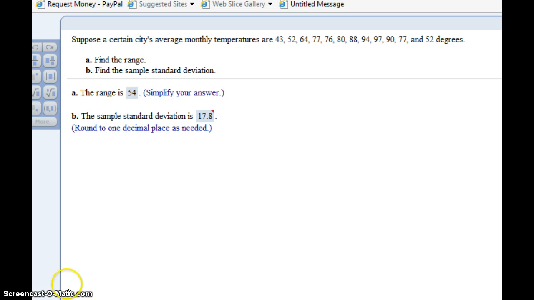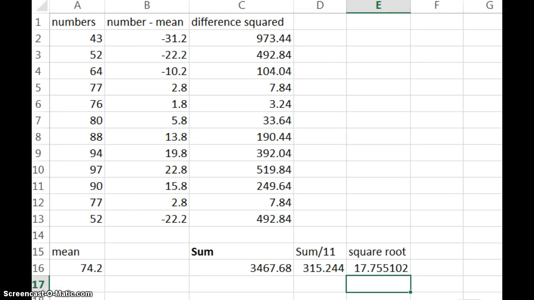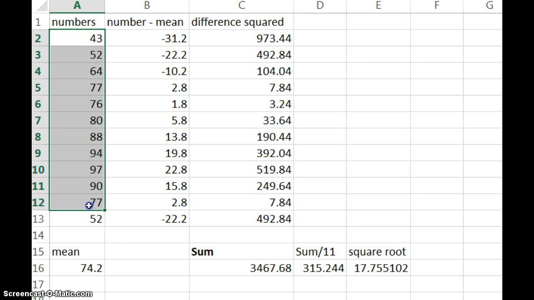All right, standard deviation takes a few steps here. I really recommend using Excel or a program like that because it'll keep track of the math for you and make it a lot quicker. What you need to do in Excel is type in the numbers. So here's the 12 numbers that the problem gave, and then you're going to find the mean of that, or the average.